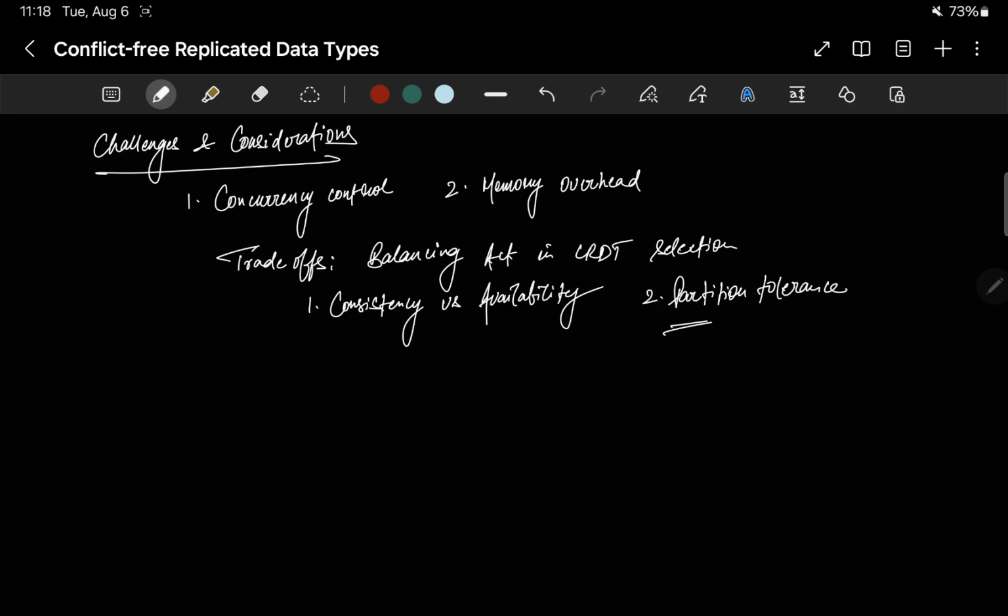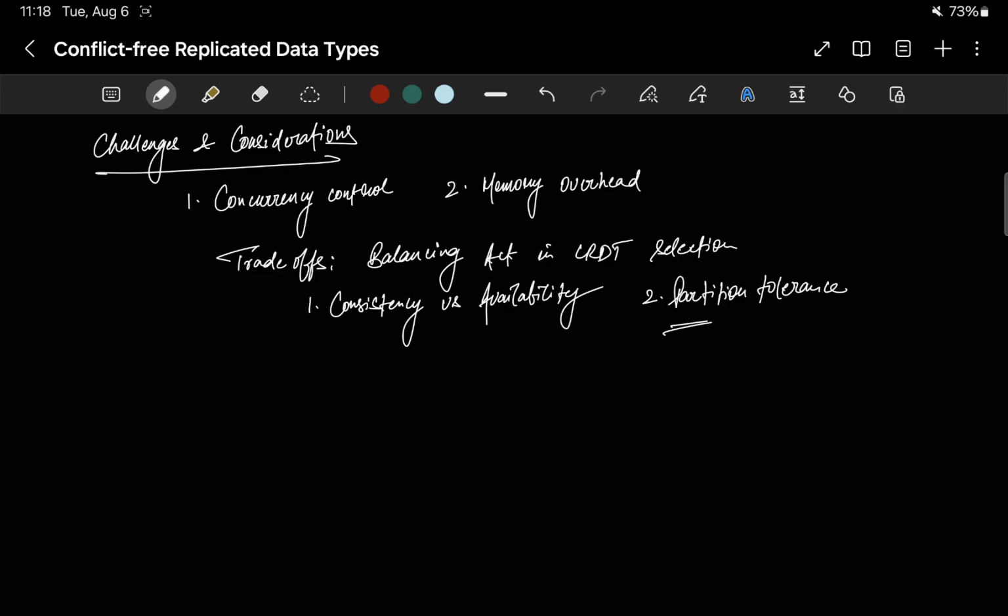If you don't know what CAP theorem is, or if you have not watched my previous video on CAP theorem, please go back and watch that. It's very helpful. It will help you understand what CAP theorem is and why CAP theorem exists.